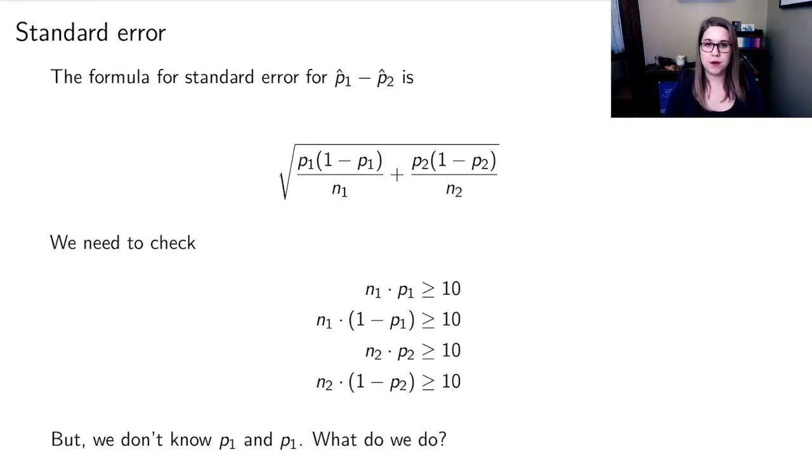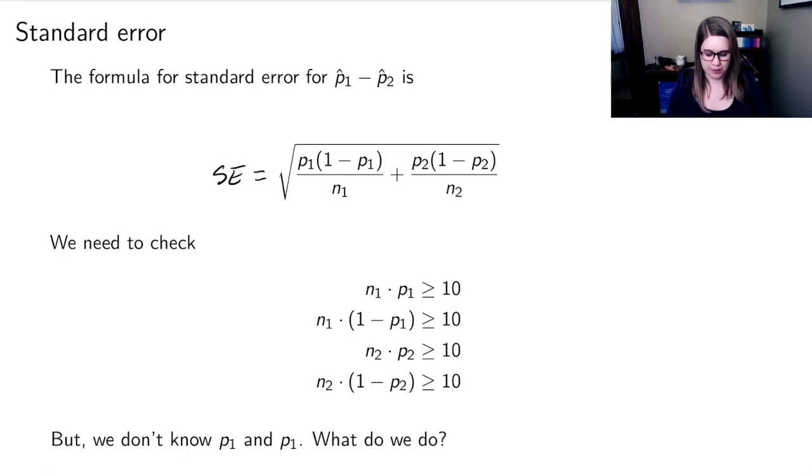Let's say that you have figured out that you're in a situation where you need to do inference for two proportions. We're going to need a standard error formula. And the standard error for the p1 hat minus p2 hat is this equation, the square root of p1 times 1 minus p1 over n1, where n1 is the sample size of the first group, plus p2 times 1 minus p2 over n2, and n2 is the sample size of the second group.